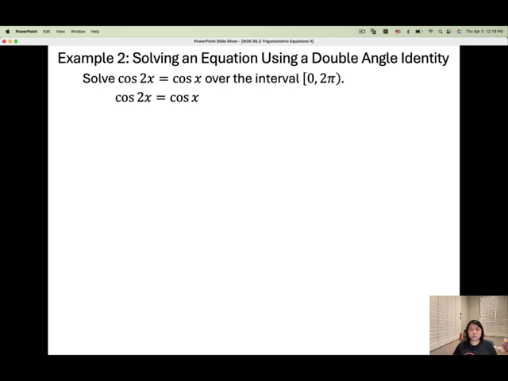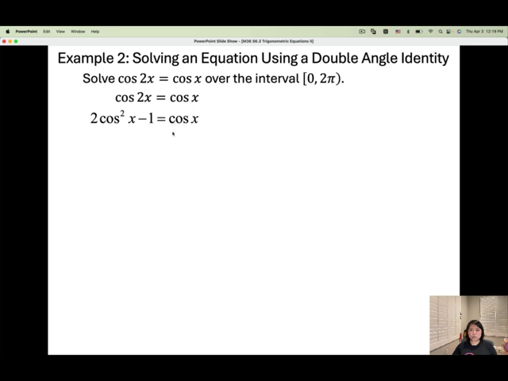Okay, example 2, solving an equation using a double angle identity. Cosine 2x equal to cosine x over the interval from 0 to 2 pi. So we're going to apply the double angle formula, right? For cosine 2x, we have three formulas, remember that? So I will choose the cosine one because we have cosine x in here.